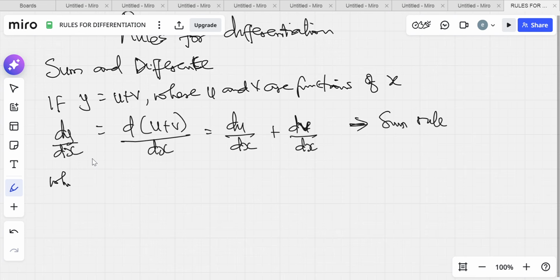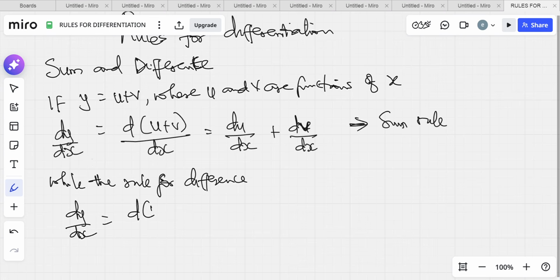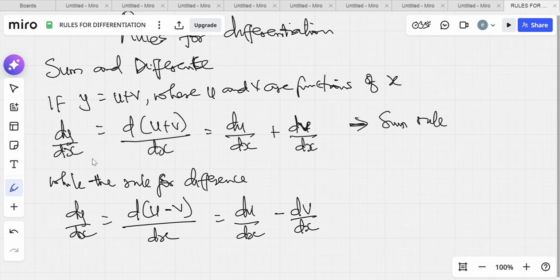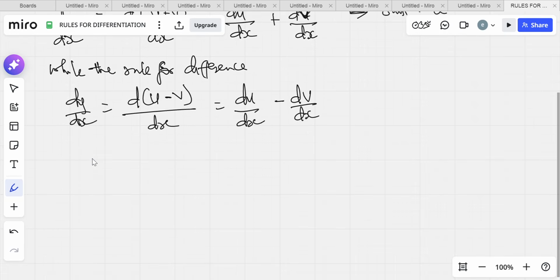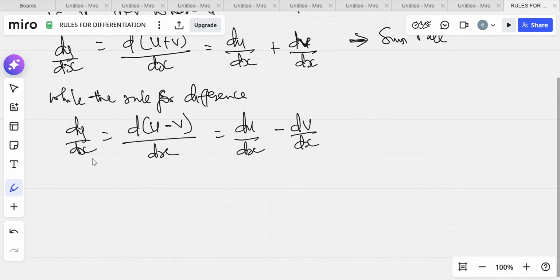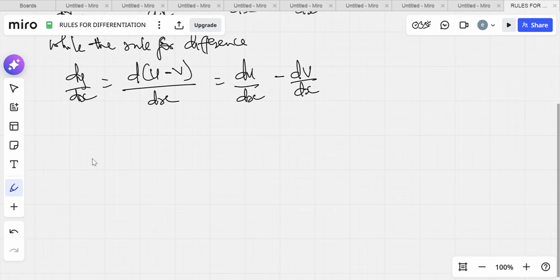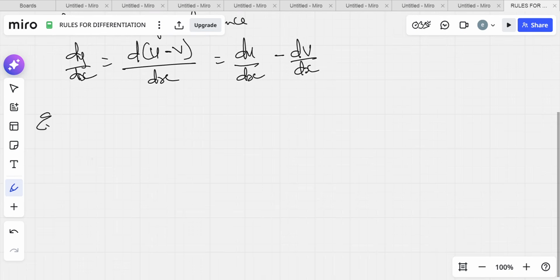Now the rule for difference is this: dy over dx is equal to d of (u minus v) all over dx, which is du over dx minus dv over dx. These are the formulas for the sum and difference rule in differentiation. So now let's look at some examples.